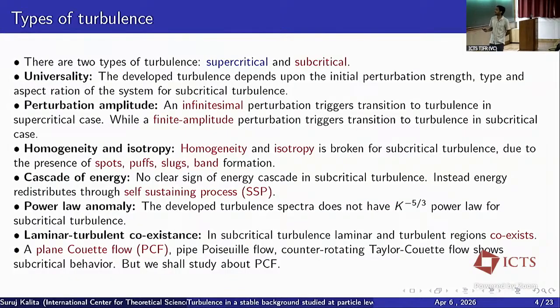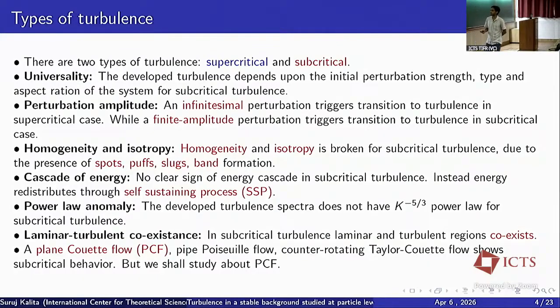The energy distributes through a self-sustaining process, meaning the streamwise vortex gives energy to the streamwise velocities, and again the streamwise velocities give energy to the streamwise vortex. Through viscosity, this energy is dissipated at the smaller scales. Also, there is no clear 5/3 power law for subcritical turbulence. One of the most important features of subcritical turbulence is that the laminar and turbulent regions coexist together, which we'll explain in the upcoming slides.